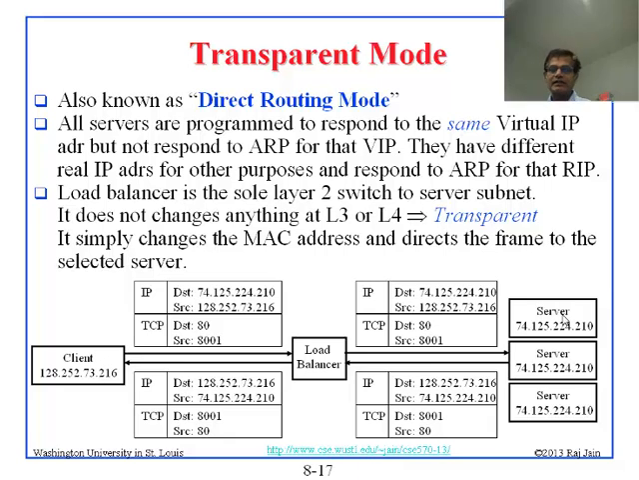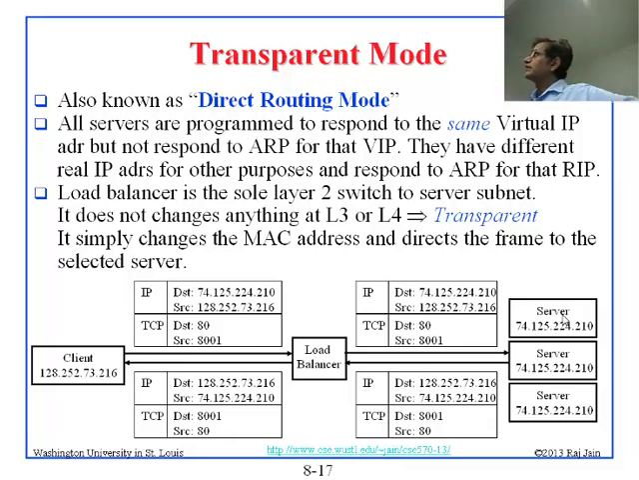Yeah. Alright, the last one, and the last slide for the day, is transparent mode, direct routing mode. All servers are programmed to respond to the same VIP. So now here we are manipulating the servers. And servers have two addresses, a VIP address and an RIP address. The VIP address is 210 for all of them. Now, multiple machines having the same address could be very confusing. So what they do is, they tell the servers, please don't respond to ARPs. If somebody asks you what your MAC address is, don't even tell them. Because otherwise they will get 3 responses and they will be very confused.